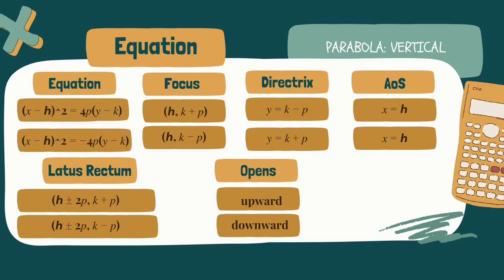So, sa latus po, kapag downward, k minus p po. Ayun lang po yung tatandaan natin. Kapag upward po, sa latus, k plus p. So, ayun lang po.